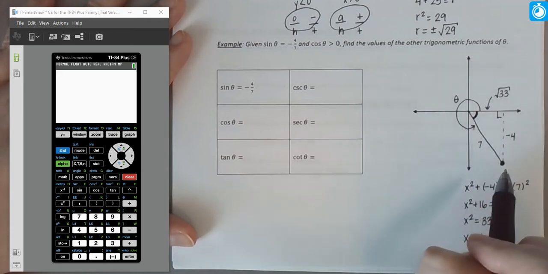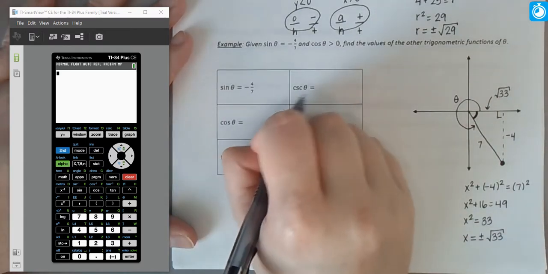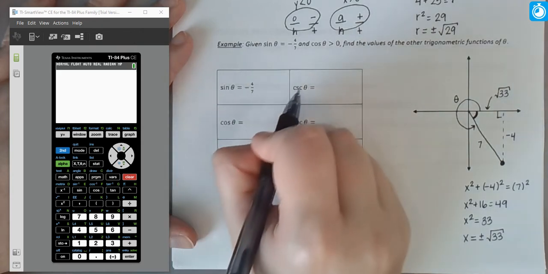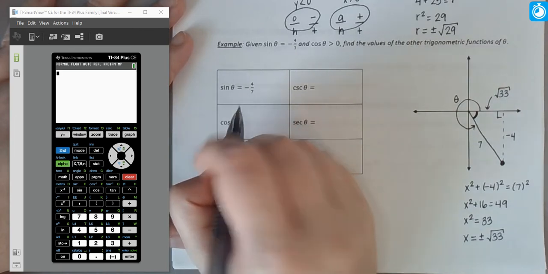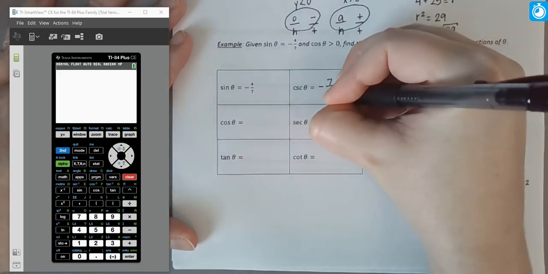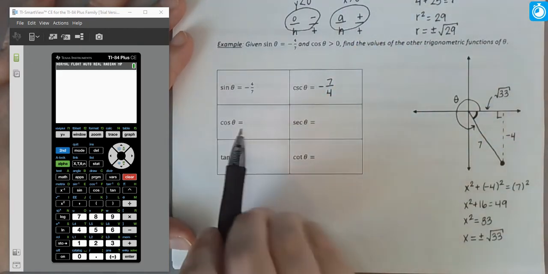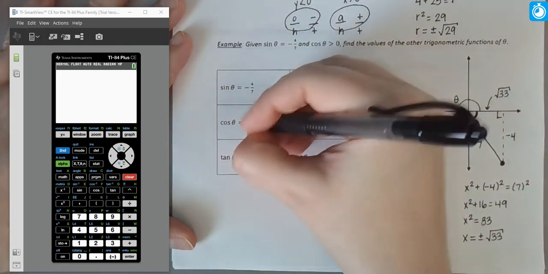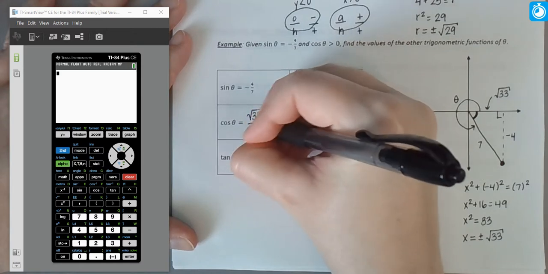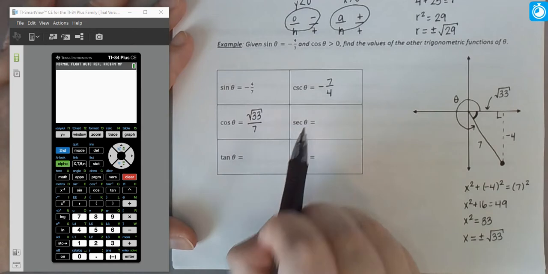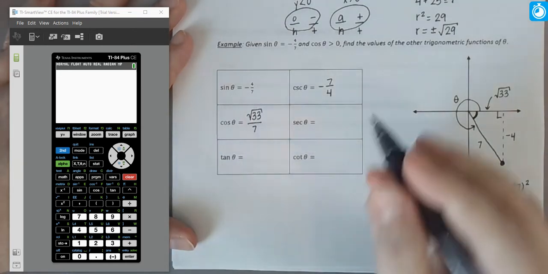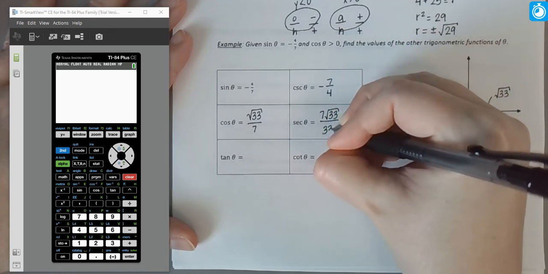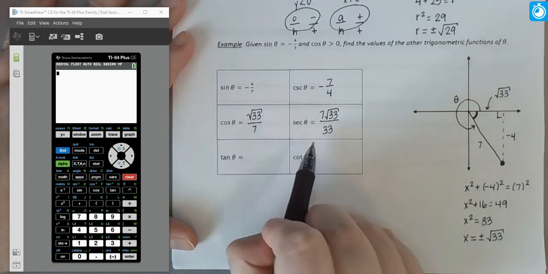Okay, now that our triangle is labeled, we can label all of our other ratios. Now cosecant, we didn't actually need the triangle to label cosecant because we know what sine is, and we know that sine and cosecant are reciprocals. So if the sine is negative 4 over 7, cosecant is negative 7 over 4. Again, same sign, just the reciprocal. Now cosine is defined as our adjacent over our hypotenuse, which is going to be root 33 over 7. And then secant is going to be the reciprocal of that, so 7 over root 33. And if we rationalize that, it's going to be 7 root 33 over 33. 7 and 33 don't have any common factors, so that's fully simplified.